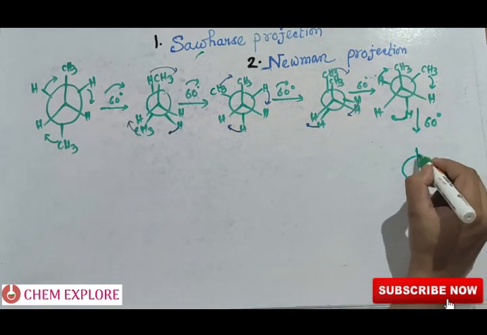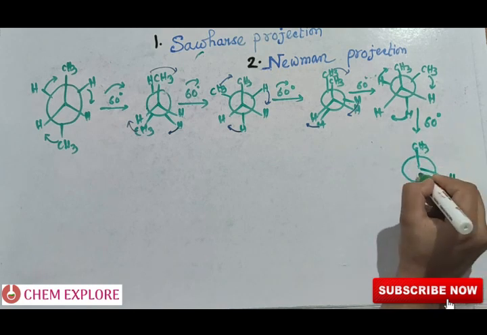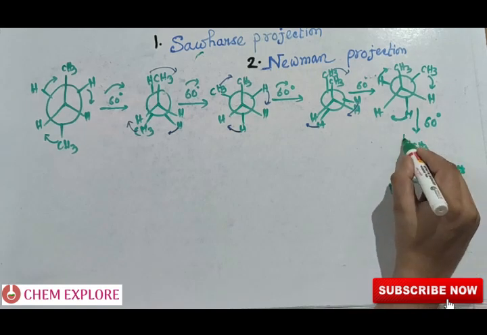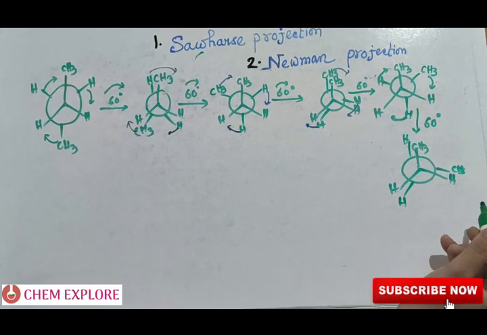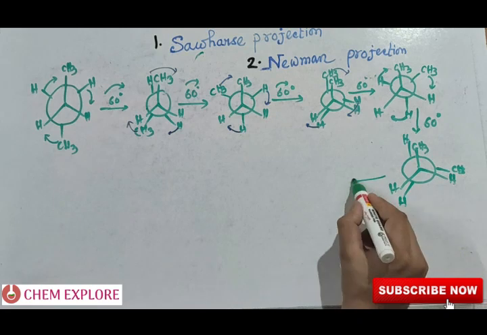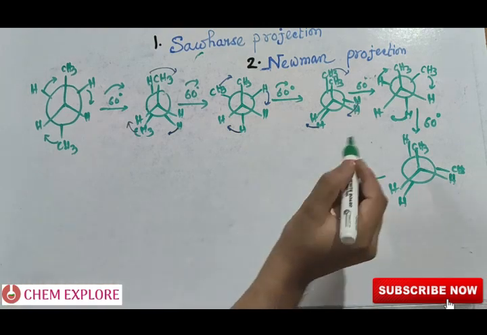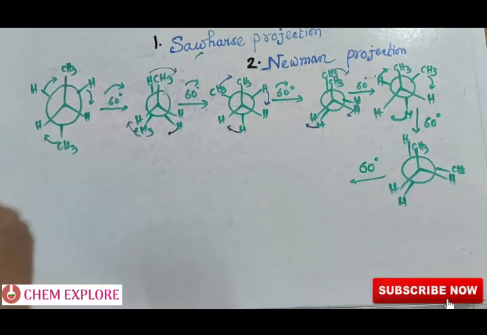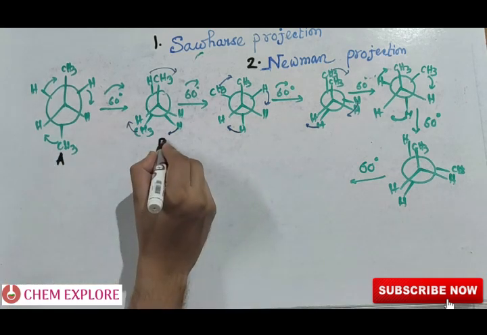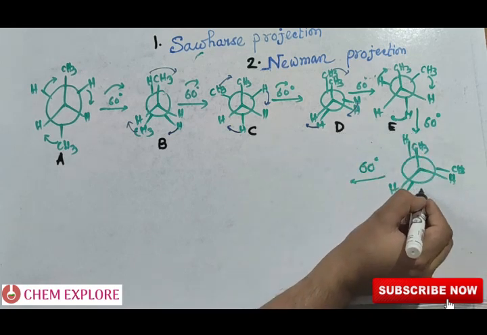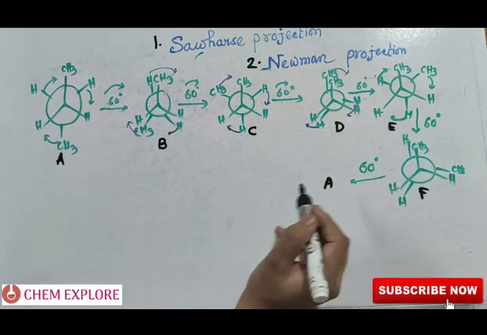So now we will have CH3, hydrogen. You have a methyl group, you have a hydrogen group, you have a hydrogen group, right? Again, if you rotate another 60 degrees, then you will get the same molecule. So if you put the numbering A, B, C, D, E, F, after rotation you will again get A.